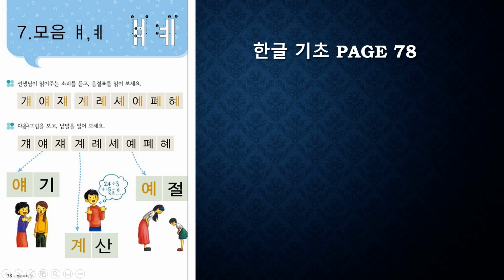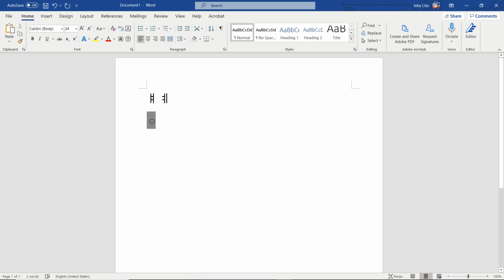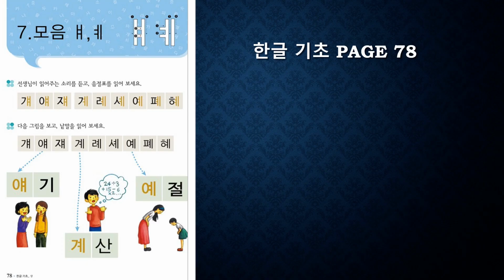Alrighty. So 다음 그림을 보고 낱말을 읽어보세요. Now this is where we're putting them into actual words. So 얘 is of course just put straight in. So 얘, and then 기, 얘기. What does 얘기 mean? 얘기 means conversation, discussion. 얘기하고 있어요. I'm talking to you. I'm having a conversation with you.